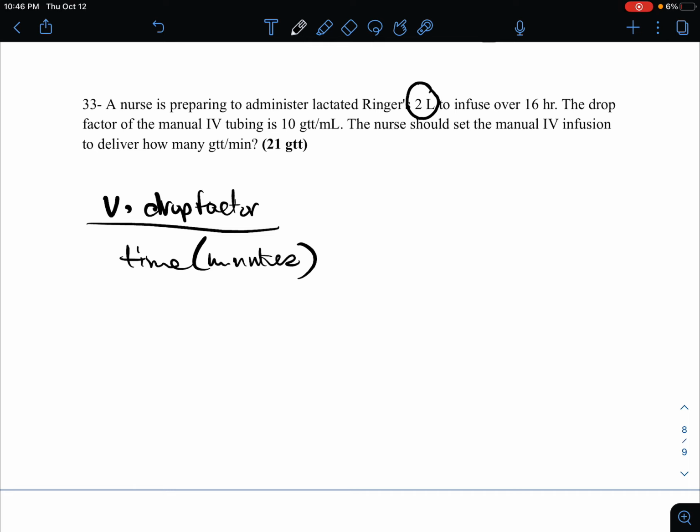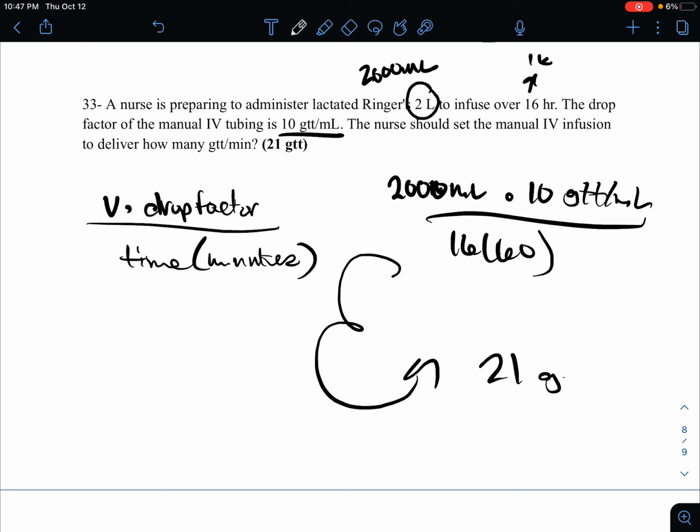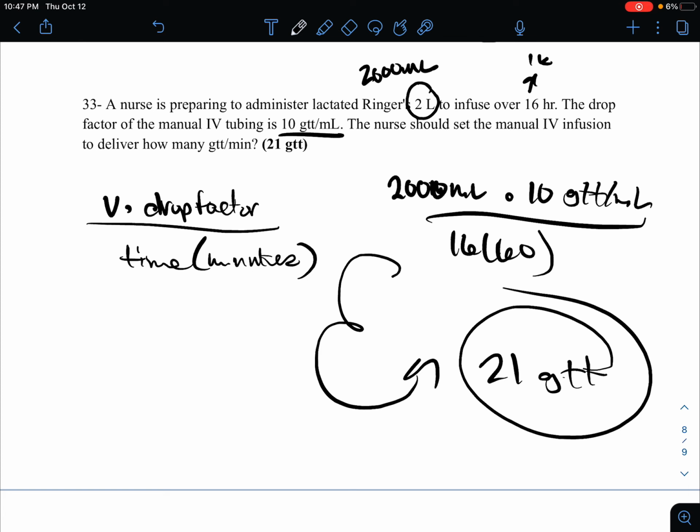Okay, perfect. So let's break down this problem. 2 liters, so 2,000 milliliters over 16 hours. It gave us our hours, our time. It gave us our drop factor. So we have everything we need to plug into the formula. Our volume, 2,000 milliliters, times our drop factor, which is 10 gtt per mL, over our time, 16 times 60. If we plug all of that in, we get 21 gtt per minute.